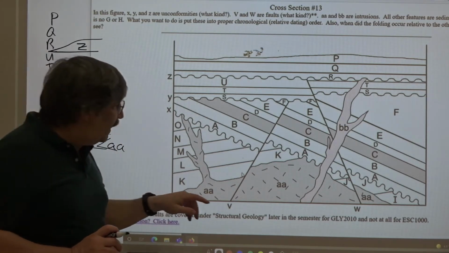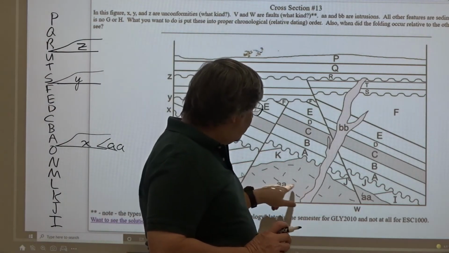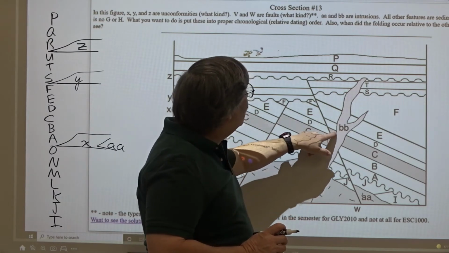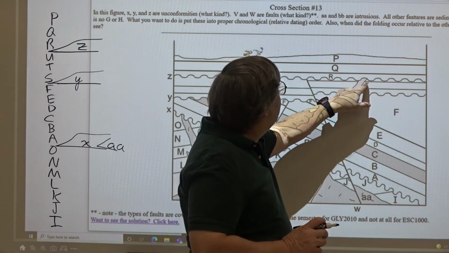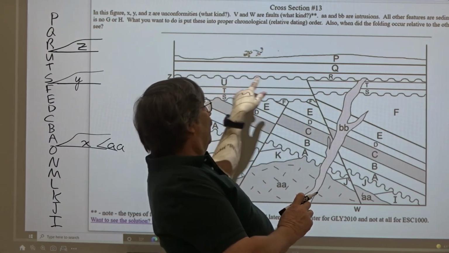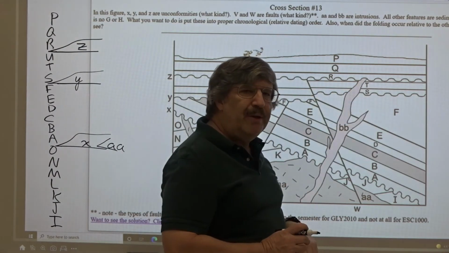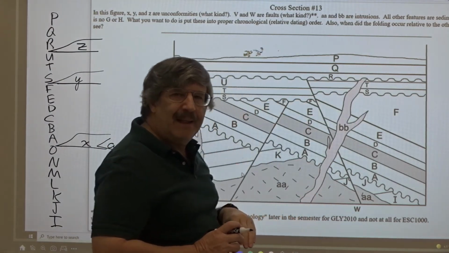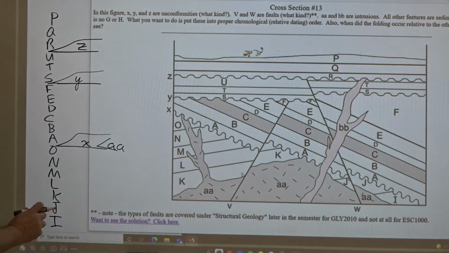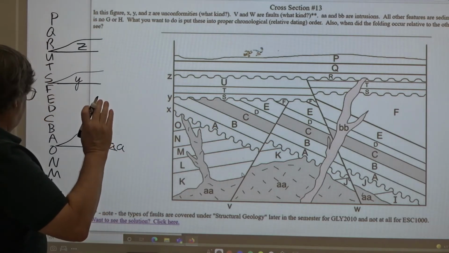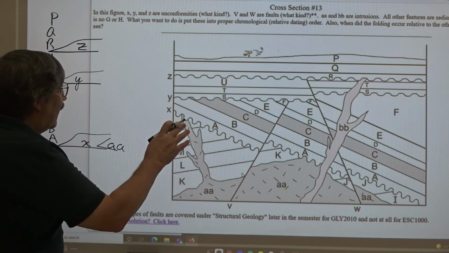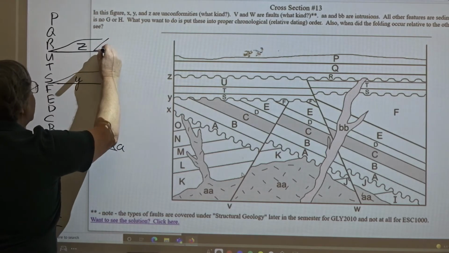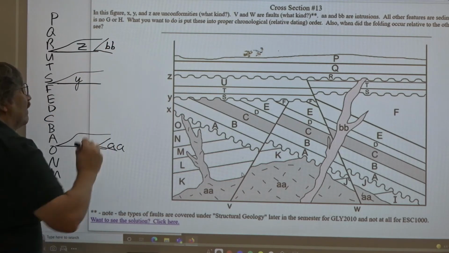When we look at BB, BB cuts through A, among other things. It's younger than A, but it's also younger than all these features. It cuts through S and T, and there's a little bit of U right here. And so it cuts through U, but it in turn is cut by Z. It's eroded by Z. And so BB has to be younger than U, but older than Z. And so BB fits in right there.